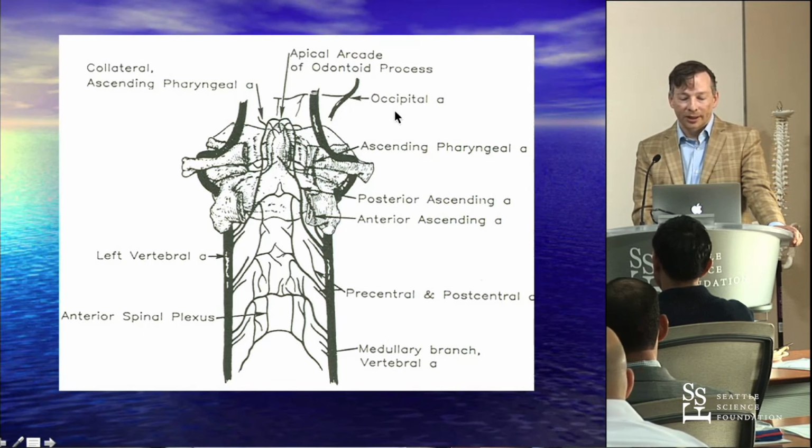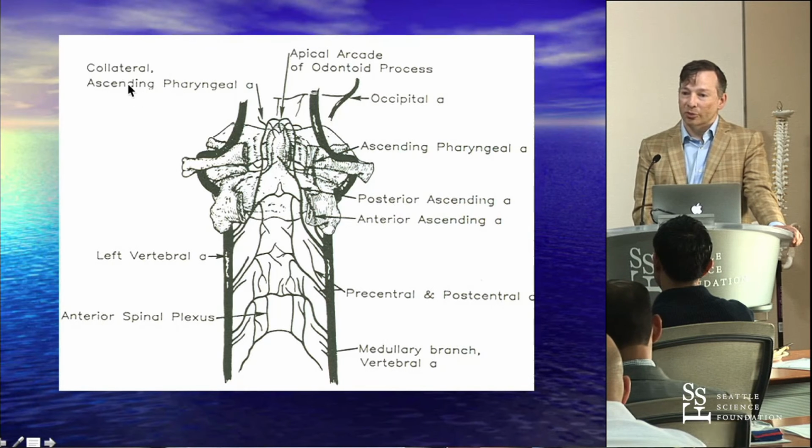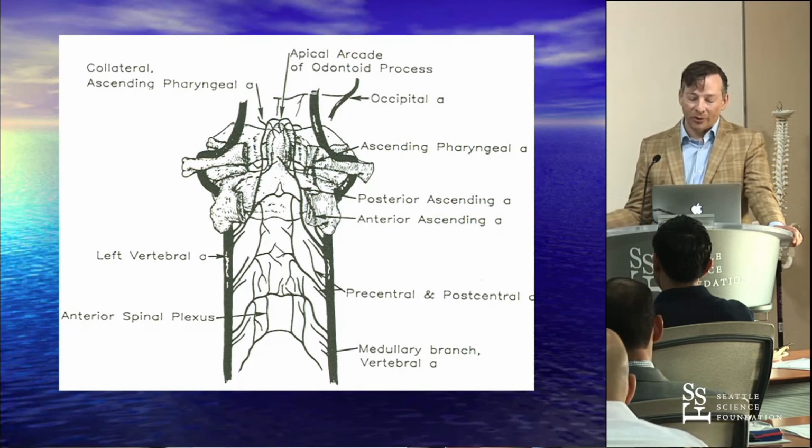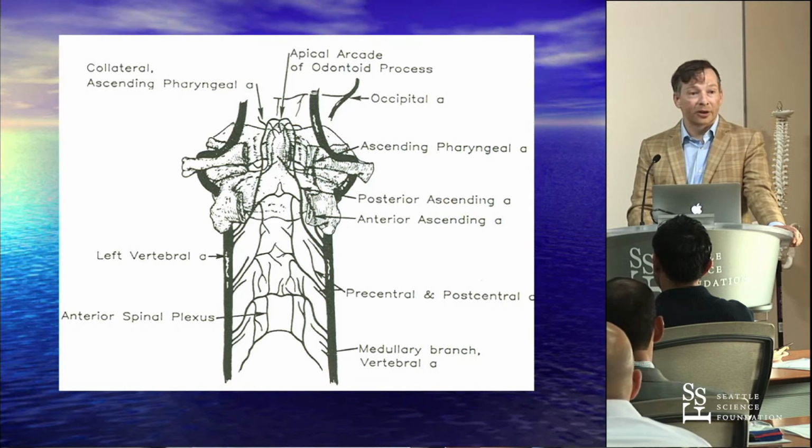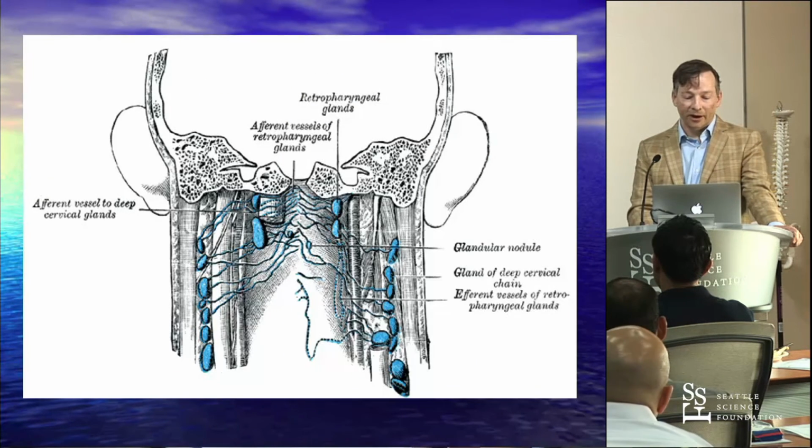Occipital artery, it comes from the vertebral arteries primarily. We also get some ascending pharyngeal branches, so branches from the external carotid, branches from the subclavian, you name it, they're going to supply this area.